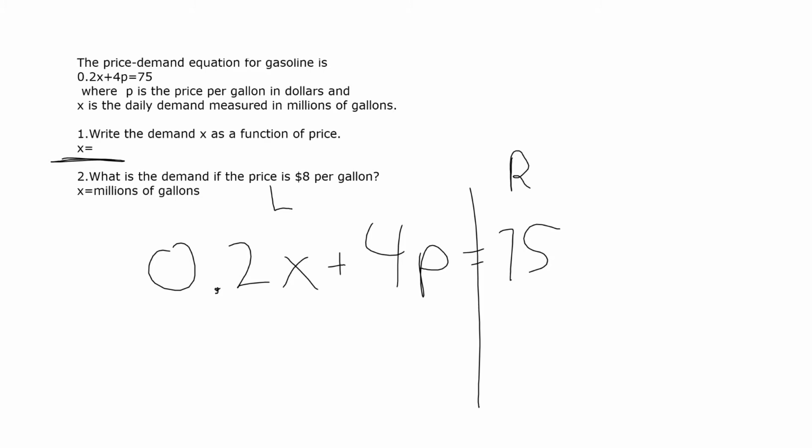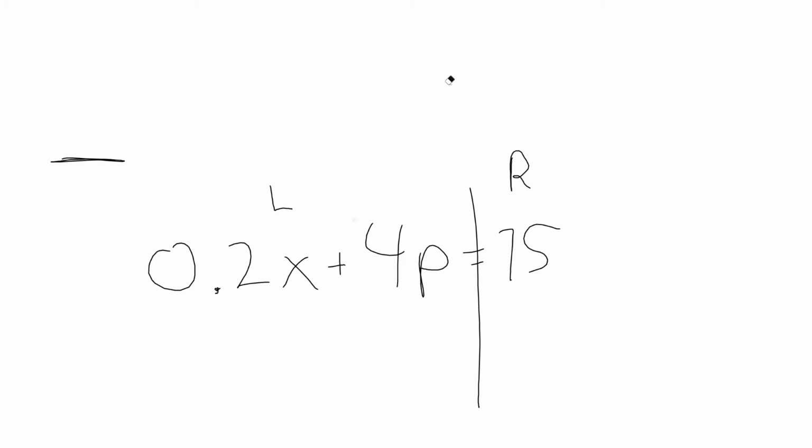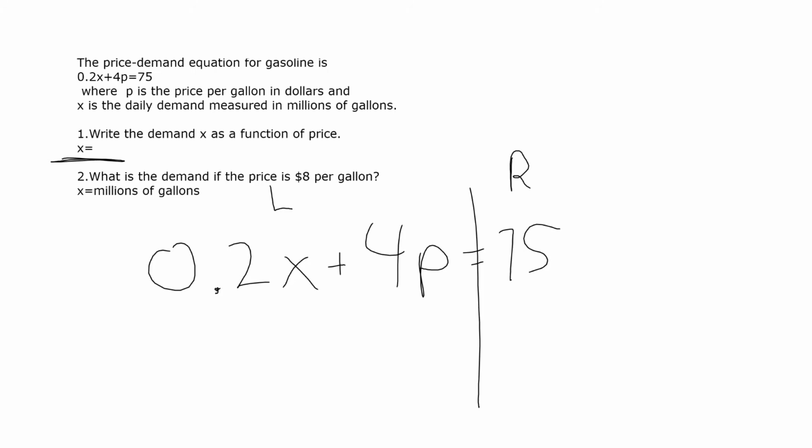So we got our left side, we got our right side. I want the x alone. Solo, sad, lonely, emo boy x. The easiest thing to get rid of is the 4p, the plus 4p.